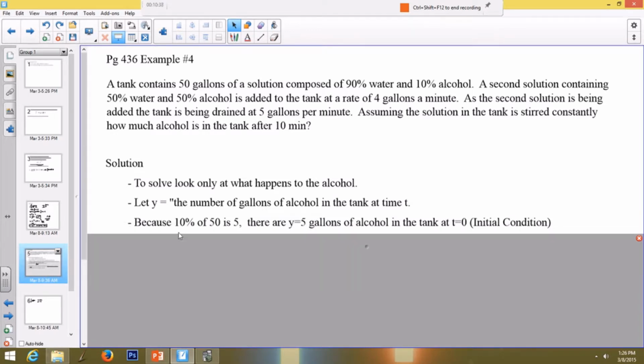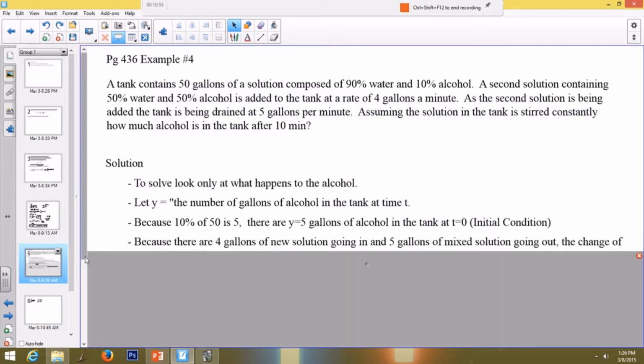Now, because 10% of the original 50 gallons is alcohol, there are 5 gallons of alcohol in the tank at time 0. That's going to be our initial condition, and this is what we're going to use to solve for our unknown when we do our integral.